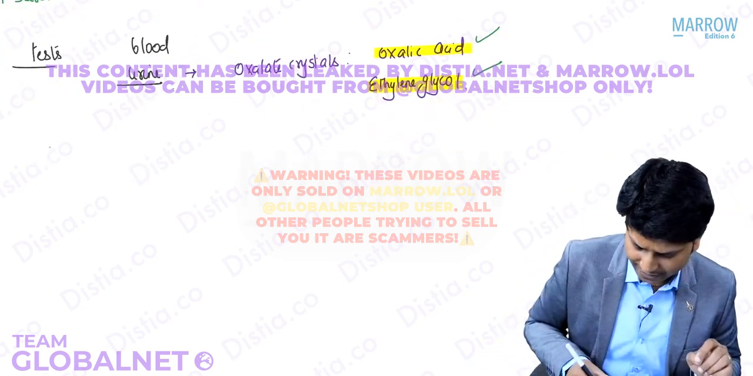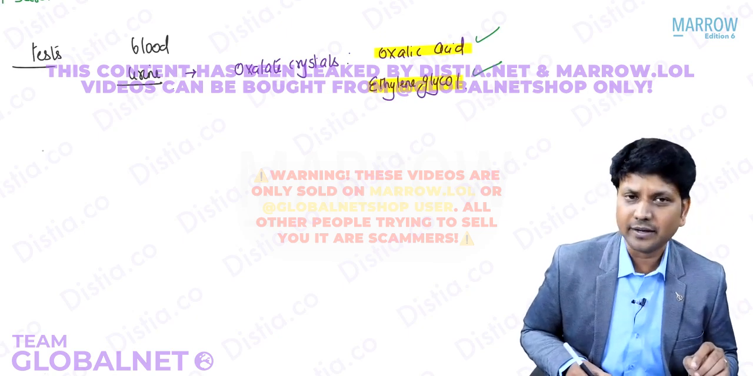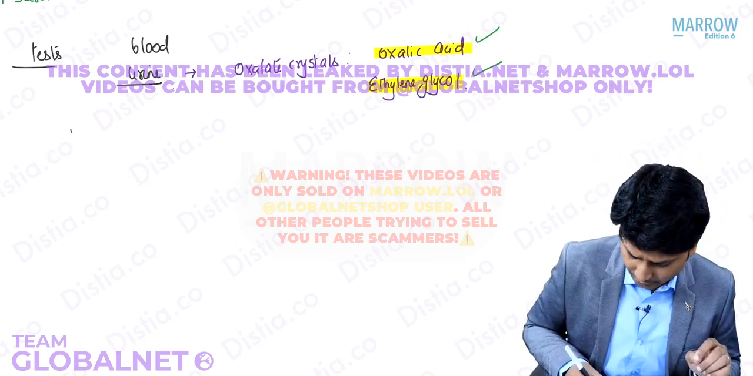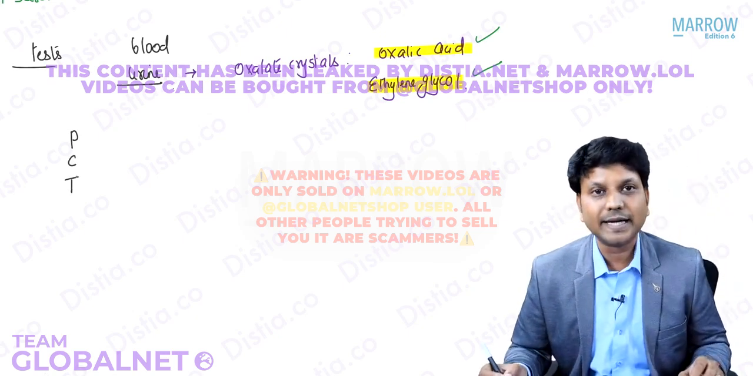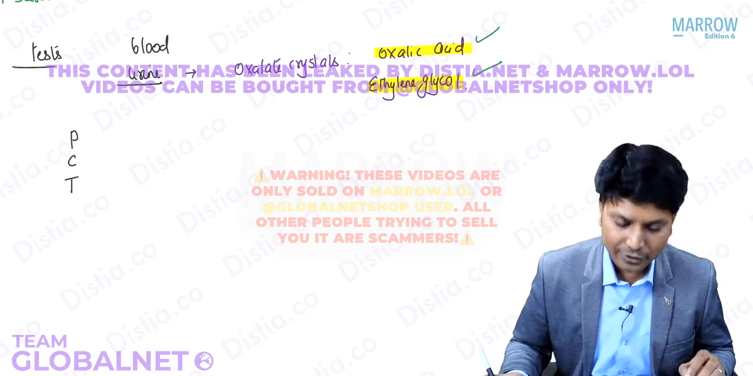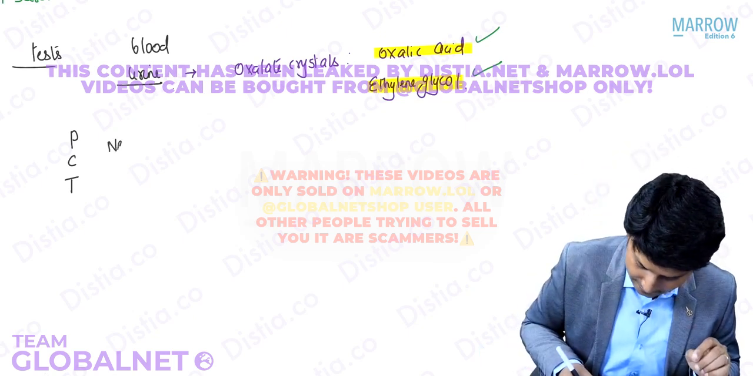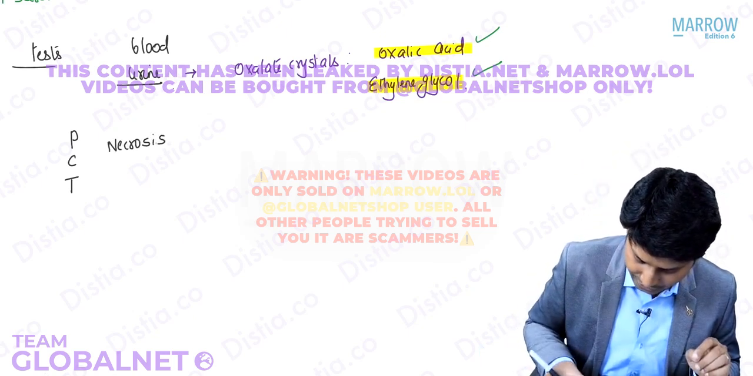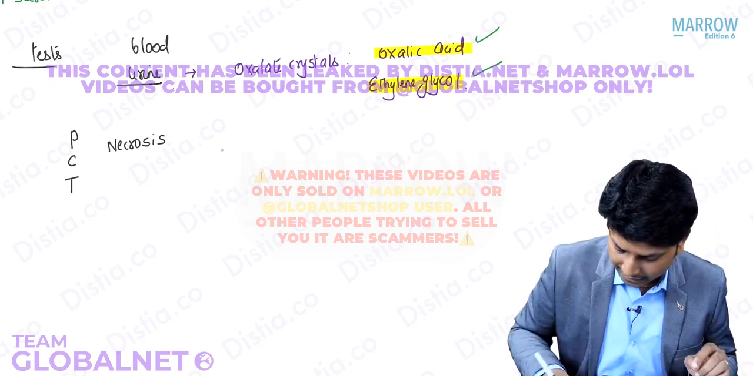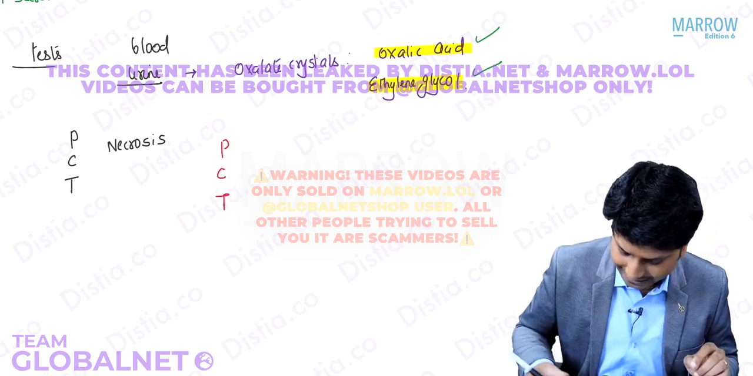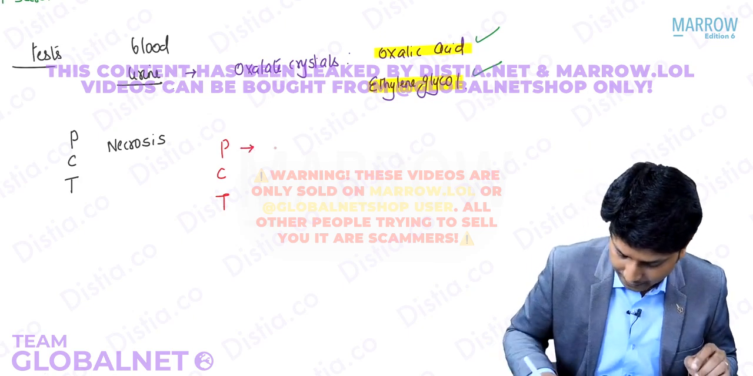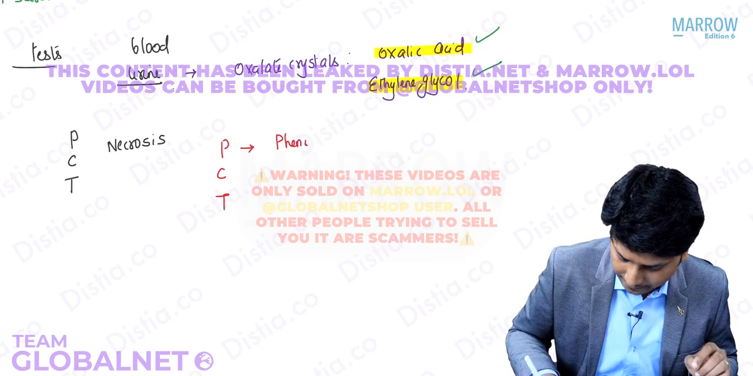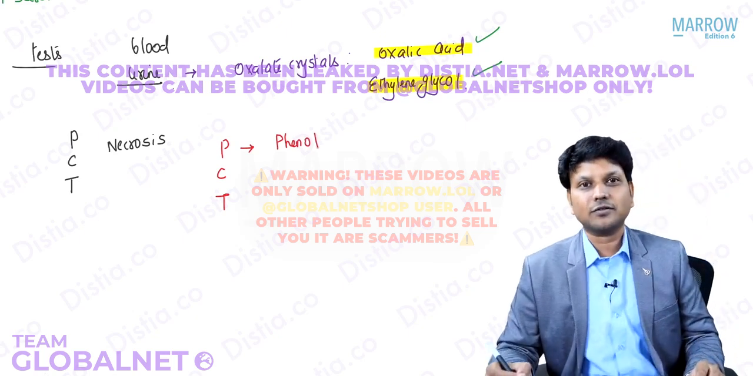what are the poisons which act on the kidney, which are toxic to the kidney? You can see poisons which cause PCT necrosis. You can just think of PCT itself. I'll use PCT necrosis, drugs and poisons which can cause PCT necrosis. I'll give you the list with the mnemonic PCT itself. Right? The letter 1, P, phenol, right, can cause PCT necrosis.